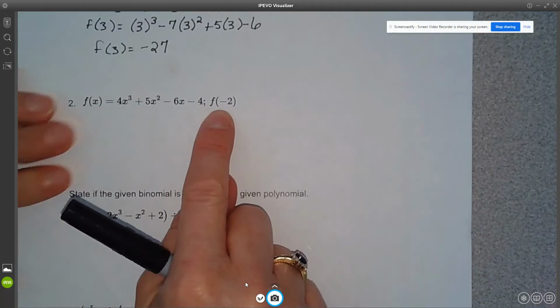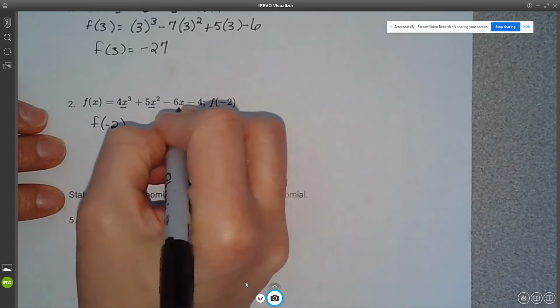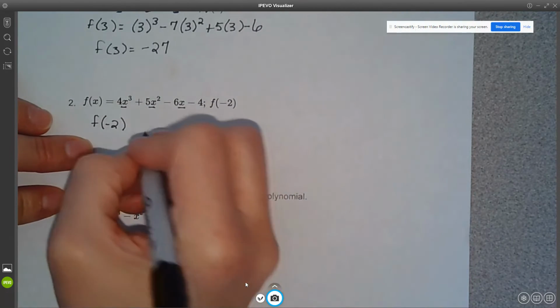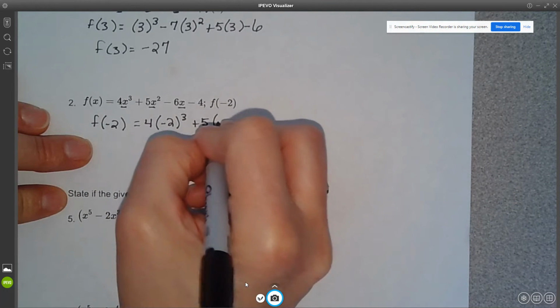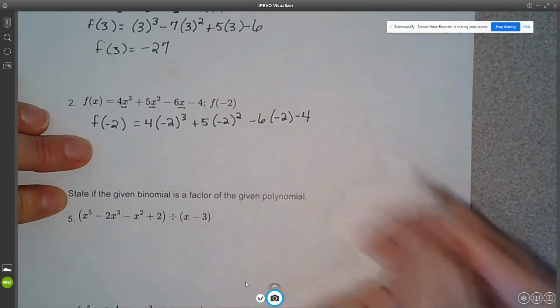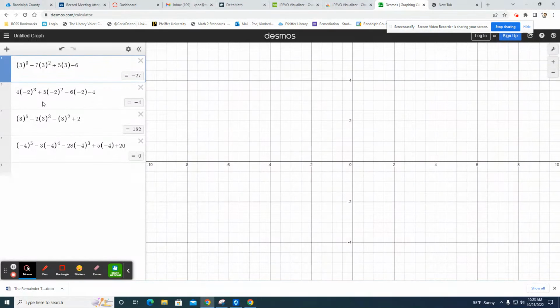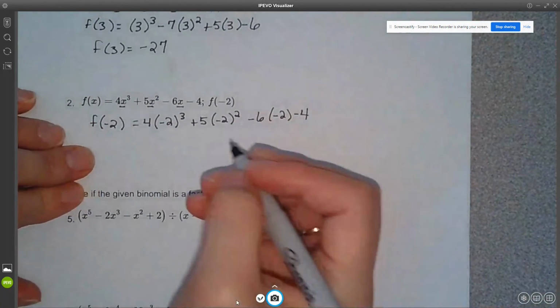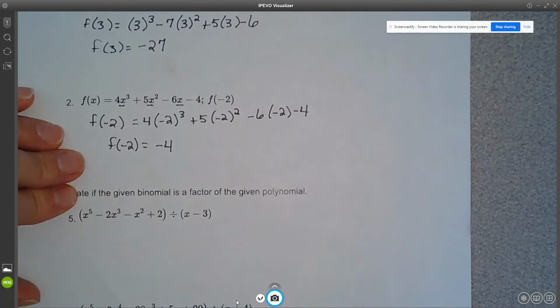Evaluate this polynomial for f of negative 2. So I'm finding f of negative 2. That means everywhere I see an x, I'm going to put negative 2. So 4 times negative 2 cubed plus 5 times negative 2 squared minus 6 times negative 2 minus 4. And again, I'm going to challenge you to go to Desmos to do that. So you can see I've already done that right here. And I get negative 4. So I know that f of negative 2 equals negative 4.